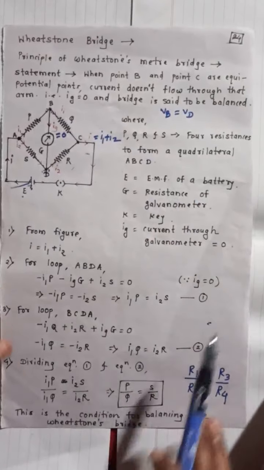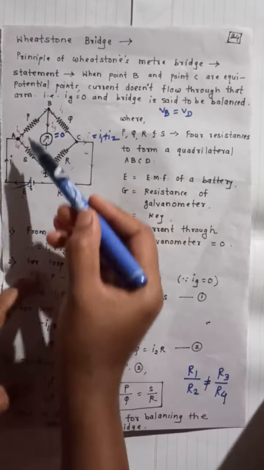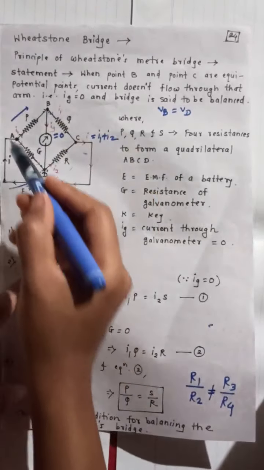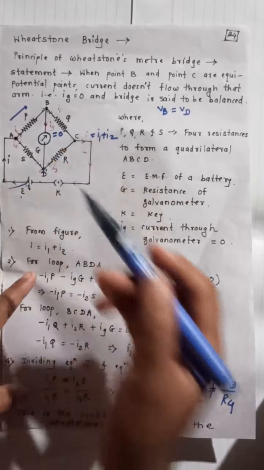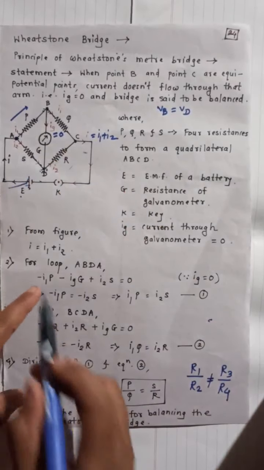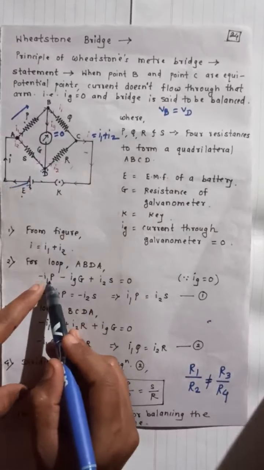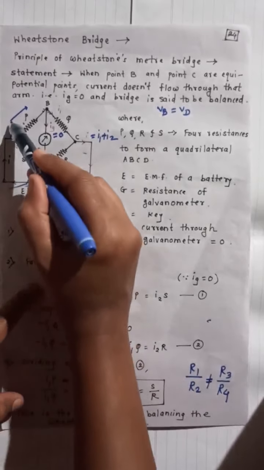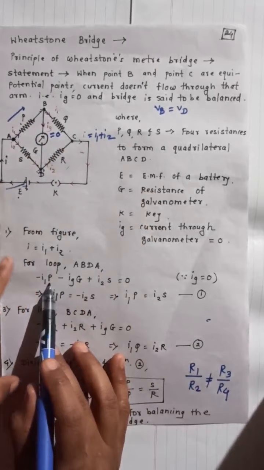Okay, so for the loop A, B, D, A, this is the resistor. So we are tracing like this. Okay, we are moving like this. The direction of current is the same. So the potential difference will be negative. And the potential difference formula है V equals IR. So current is I1, resistance is P. Current I1 आहे, resistance P आहे, आणि direction of tracing and direction of current same आहे म्हणून minus I1 P.